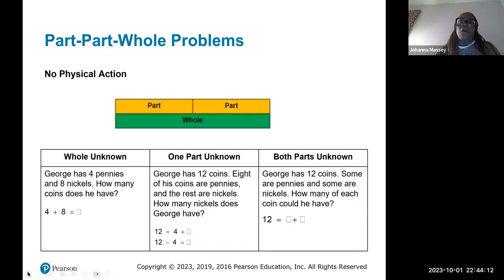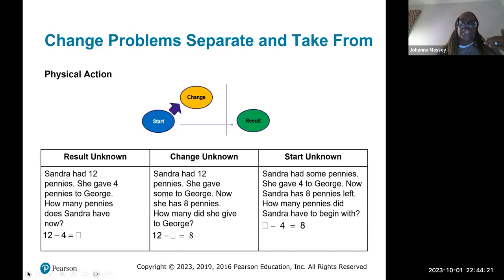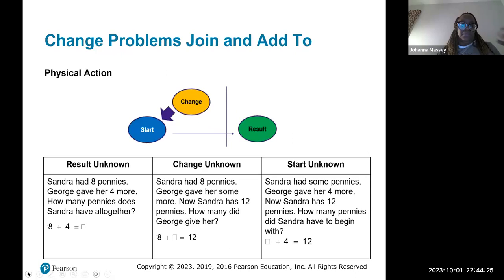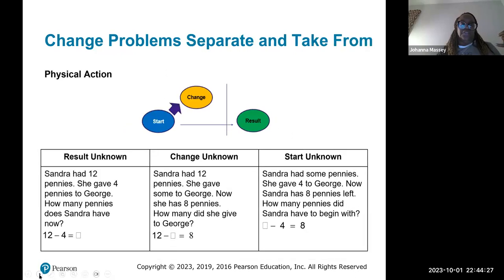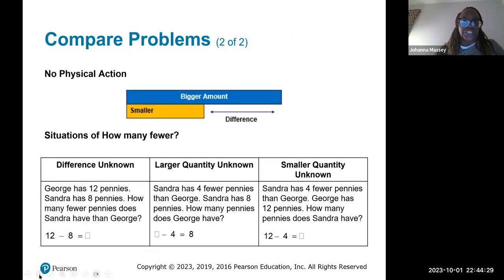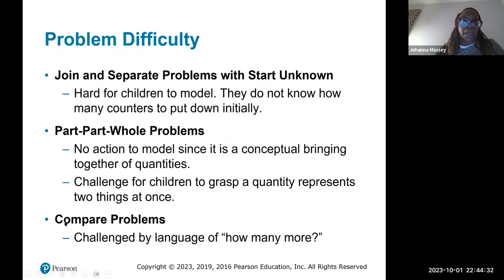The part-whole problems, again, there's no physical action. You have two parts and a whole. But the change problem, there's a physical action. All right, so I want y'all to know the difference and how to teach those. With that being said, here's some problem difficulty that you may encounter.